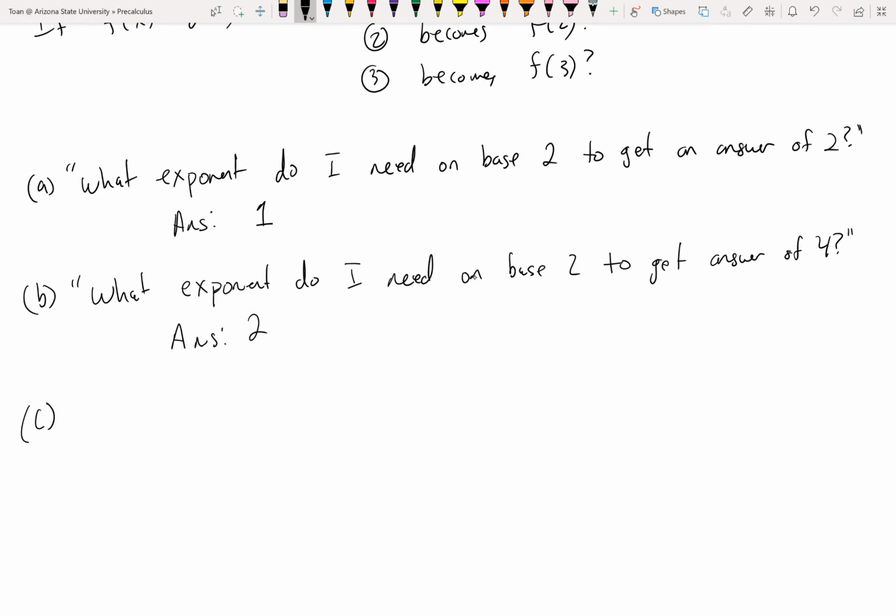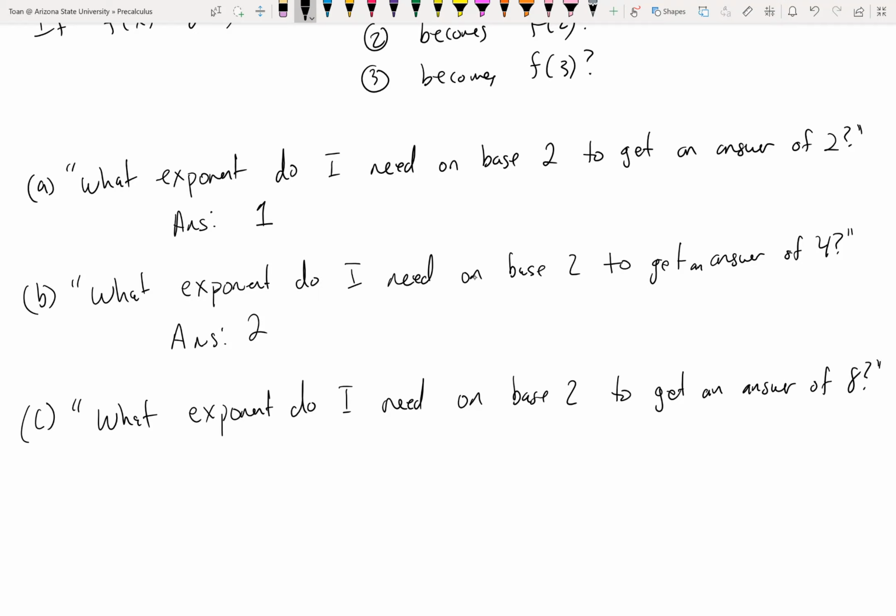And you guys can probably guess what my last question I'm going to ask you. What exponent do I need on base 2 to get an answer of 8? And of course, I hope you guys know that the answer is 3. So again, this was a pain in the butt for me to write out all these sentences. You can tell that my handwriting gets sloppy when I'm rushing. It gets really tedious to write out all these questions by hand.